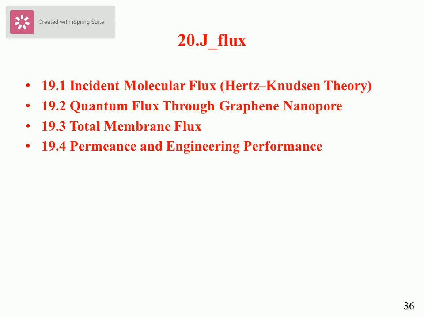First, the incident flux, the arrival of atoms. Second, quantum flux, tunneling through the barrier. Third, the total flux, combined. Finally, permeance, the experimental parameter. We will go through each of these step by step.